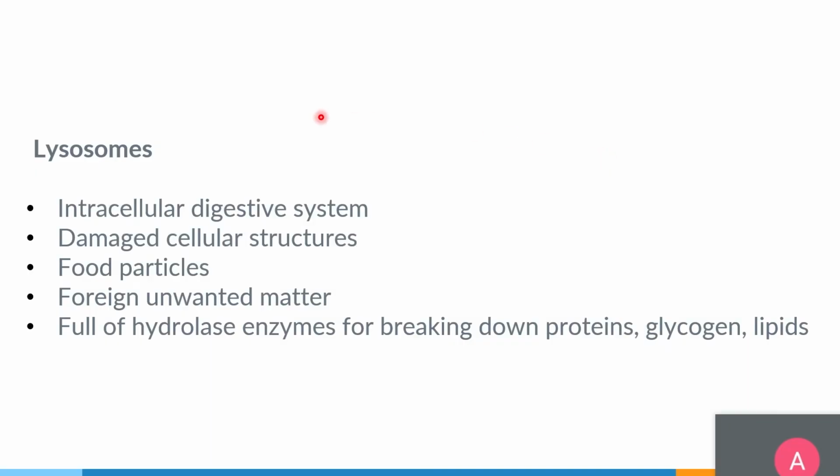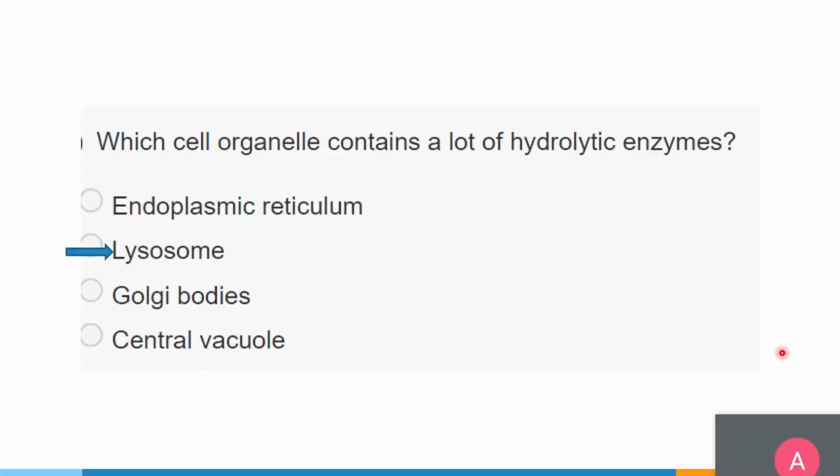Let's move on to lysosomes. Lysosomes are the intracellular digestive systems of our body. The lysosomes digest or destroy damaged cellular structures, food particles, and foreign unwanted materials. They do this via the hydrolase enzymes that are present inside of them, which are responsible for breaking down proteins, glycogen, and lipids. Thus, going back to our question, which cell organelle contains a lot of hydrolytic enzymes? Obviously, the answer is lysosome.